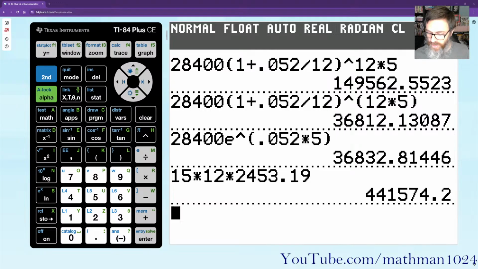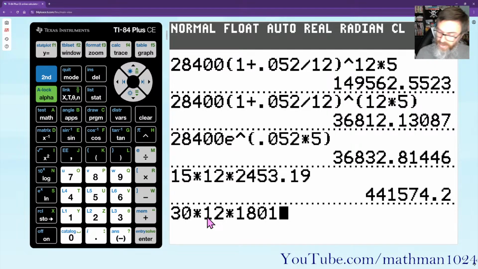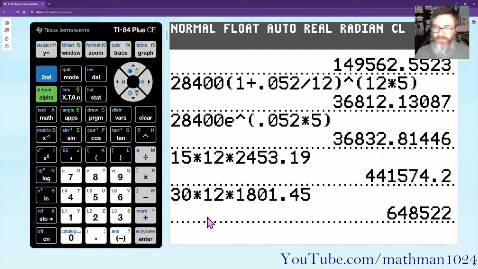Let's do the next one here. We've got 30-year mortgage. So a 30-year mortgage times 12 months in the year times $1,801.45. All right, so that's $648,522. So the bank's profit is $348,522.